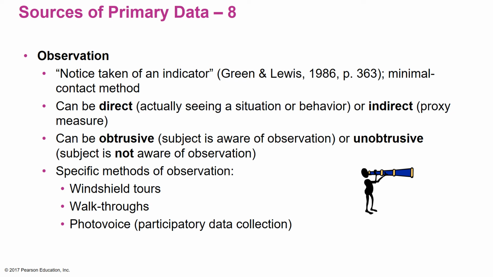Specific methods of observation: windshield tours. Windshield tour, basically you're riding around in a vehicle, looking through the windshield and observing what's going on. Anytime I've ever bought a house or moved into a house, I always drive through the neighborhoods at different times of day, different days of the week, just to get a sense of what's going on at other times in the neighborhood. So windshield tours is something that's done. Walkthroughs, so you're physically walking through an area and making observations of what's going on.